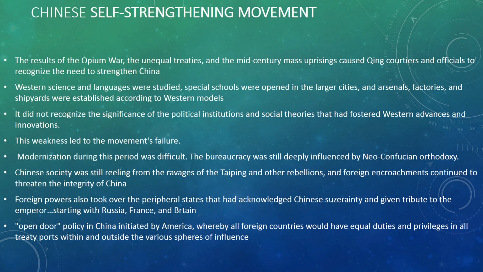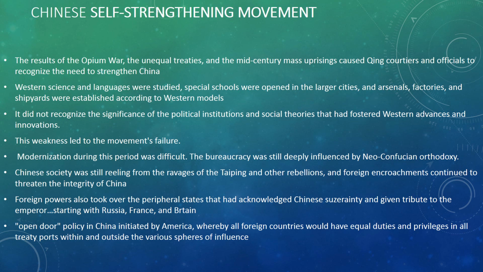A few more slides here. We're going to keep going east to the Chinese self-strengthening movement before we end up in Europe. As a result of several things like the Opium War and all the unequal treaties we talked about with imperialism, and of course the uprisings that were already countered and defeated, your Qing courtiers and officials need to re-strengthen and reorganize themselves.